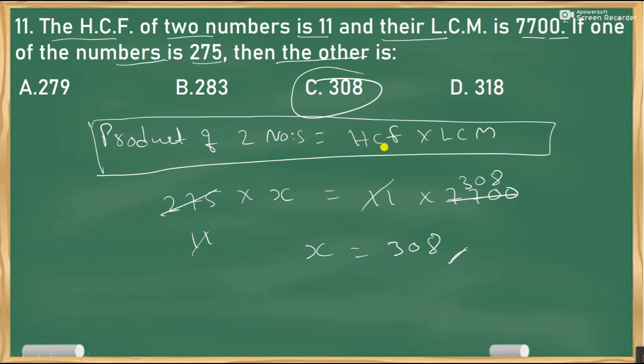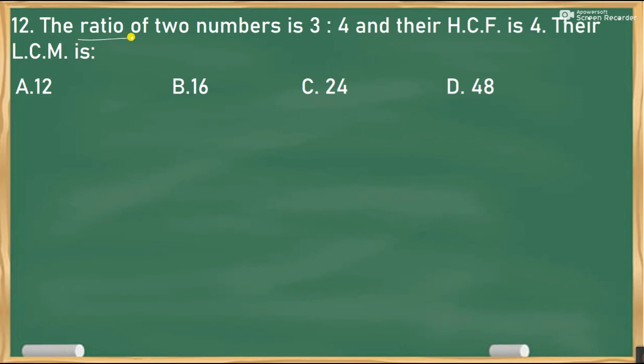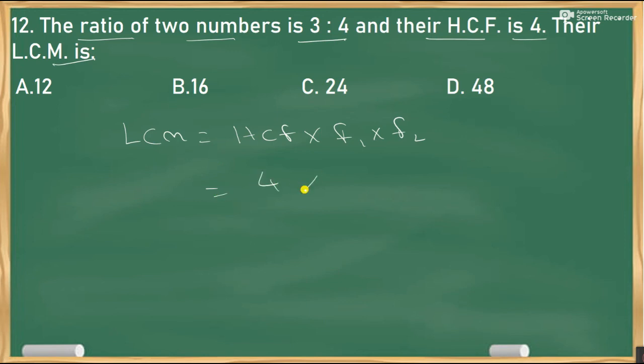Clear? Okay. So let me go for the next question. Now, the ratio of two numbers is 3:4 and the HCF is 4. Their LCM is? I think we have already done this kind of question. LCM is nothing but HCF into the factors, that is HCF times F1 times F2. So LCM we have to find. So it is 4 into 4 into 3, 12, 12 times 4 is 48. 48 is the answer. Yeah?